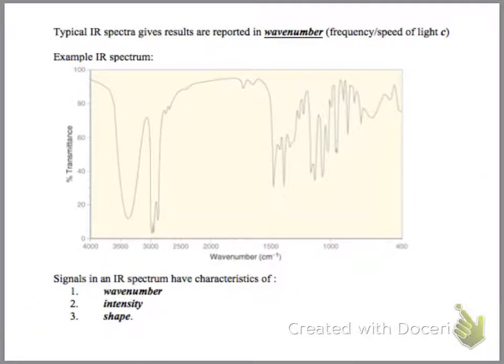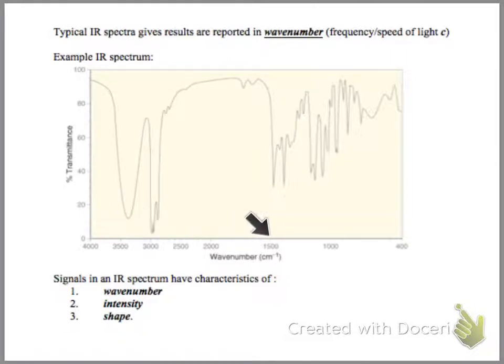So here's a typical IR spectrum. The stretches or the peaks start at the top and come down. I don't know why, they just do. And this is the intensity.